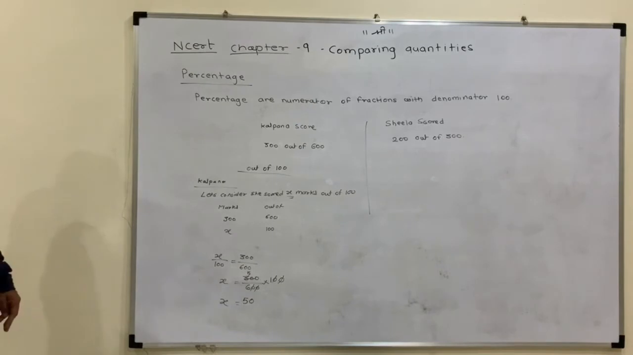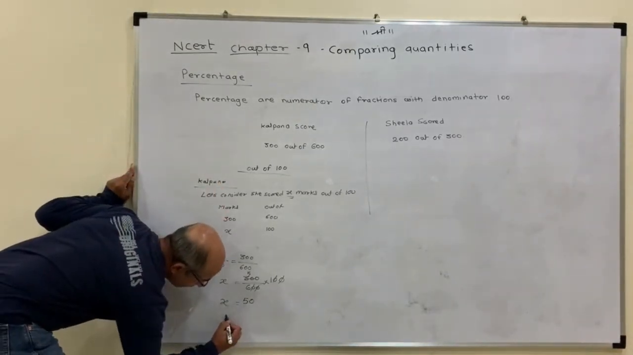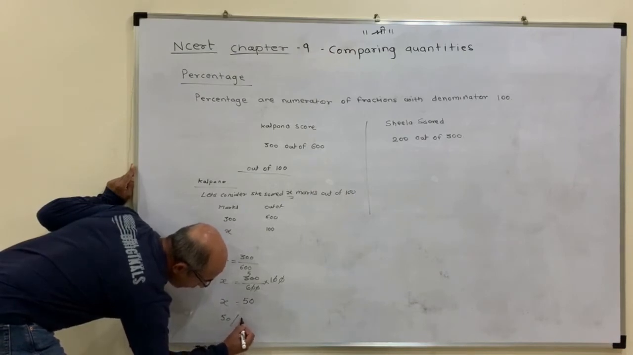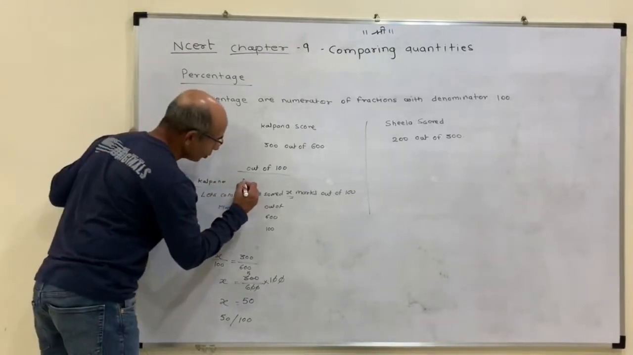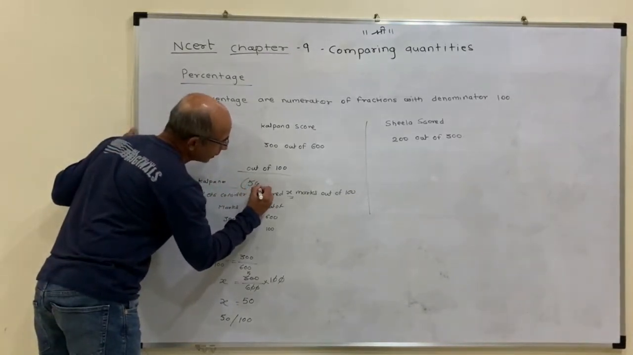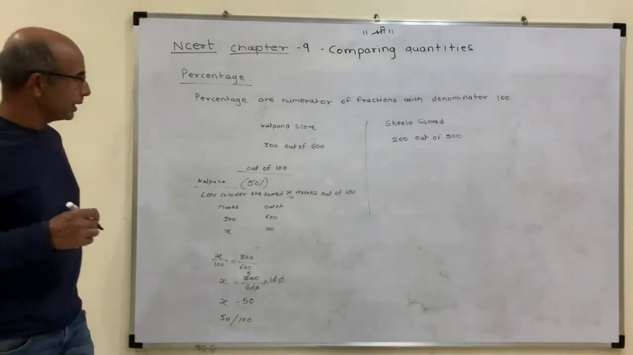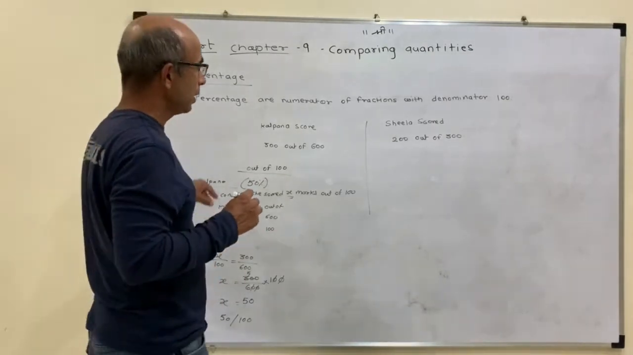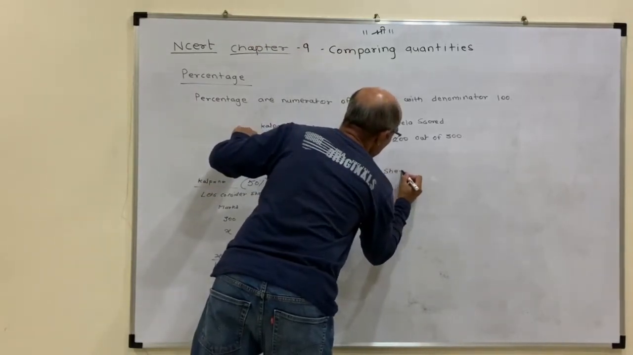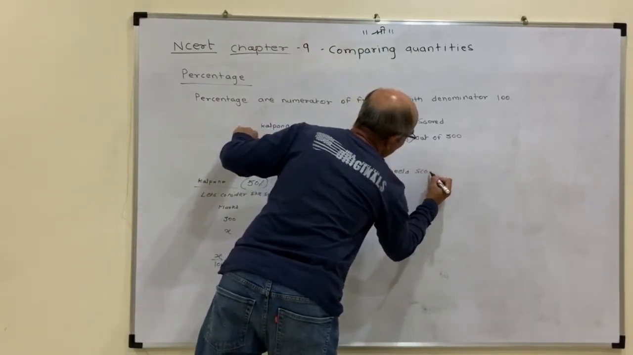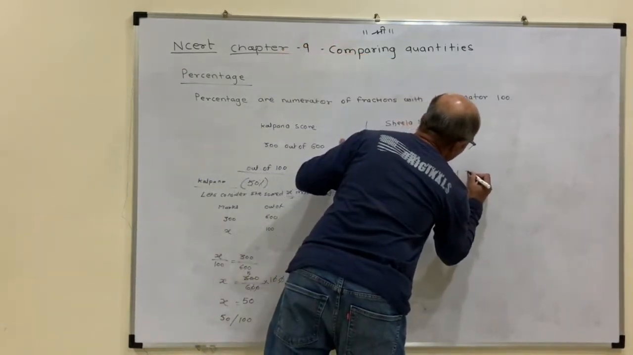So Kalpana scored 50 out of 100. Sorry, not X. So her scoring comes out to be 50%. Now let's move on to Sheila's scoring. How much did Sheila score? Let's consider Sheila scored Y marks out of 100.